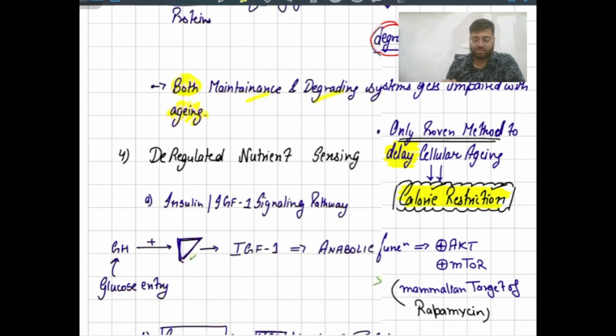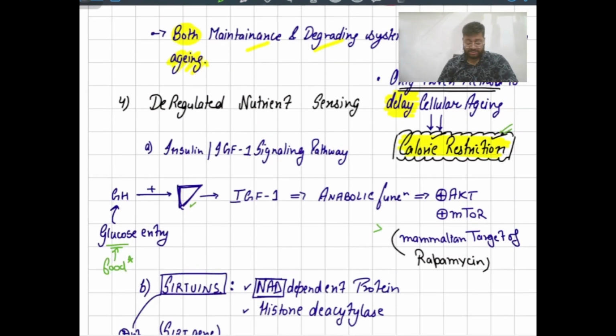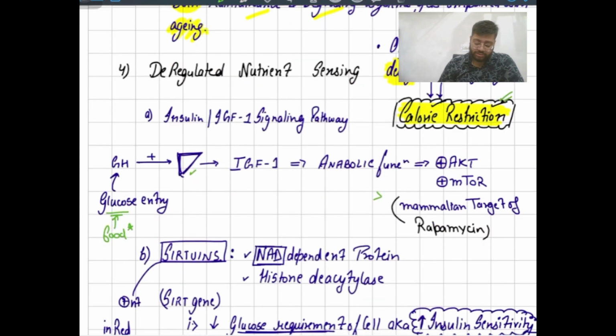There are two things we are going to discuss. The first is the insulin and IGF-1 signaling pathway. I'll tell you briefly. If I eat food, we will understand why I am saying calorie restriction. We eat food and the glucose will enter, and glucose will stimulate a hormone called growth hormone. Growth hormone in turn stimulates the liver to produce IGF-1. IGF-1 is insulin-like growth factor 1, and it will do some anabolic functions.